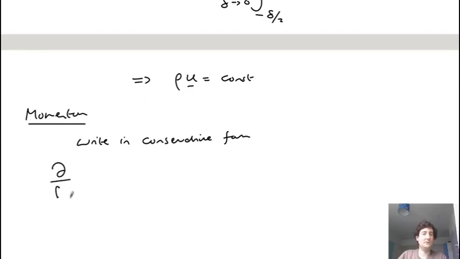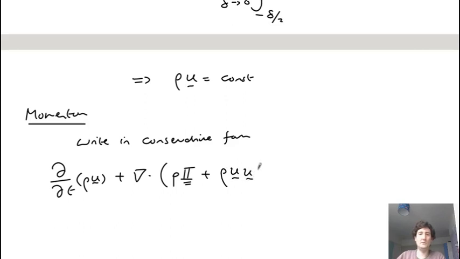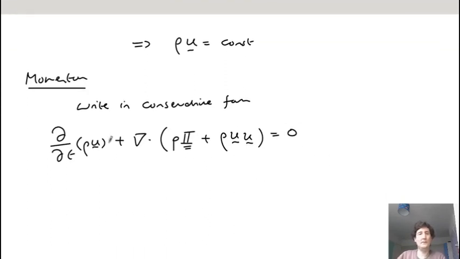So we can write d by dt of rho u, which is the momentum or momentum density, and here we have the flux of momentum. It's given by the pressure. So here's a tensor, so this is our pressure matrix, plus then rho u u is the direction of momentum. And here, if there's no viscosity or any other things, then this is just 0. And so again, the same argument applies, that this goes to 0. Whatever's in this bracket, this must be constant.